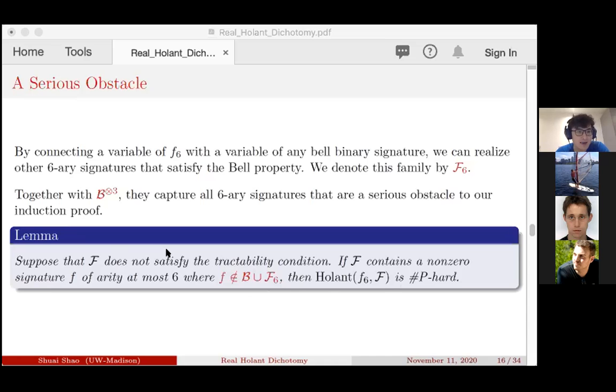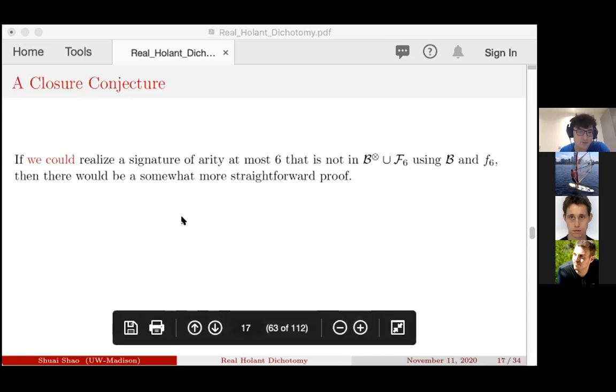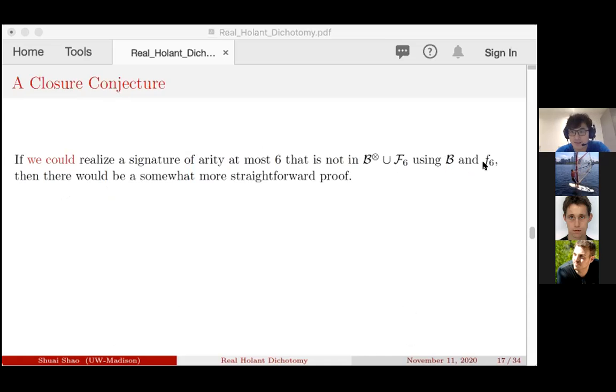So with this lemma in hand, now we want to consider what kind of signatures can be realized from this f sub 6 and this set of all binary signatures. Remember that we already said that either the original problem is already #P-hard, or this special signature f sub 6 is realizable. Once we have this signature f sub 6, we can realize all 4 binary signatures by gadget construction from this signature f sub 6. So we can do gadget construction using these signatures.